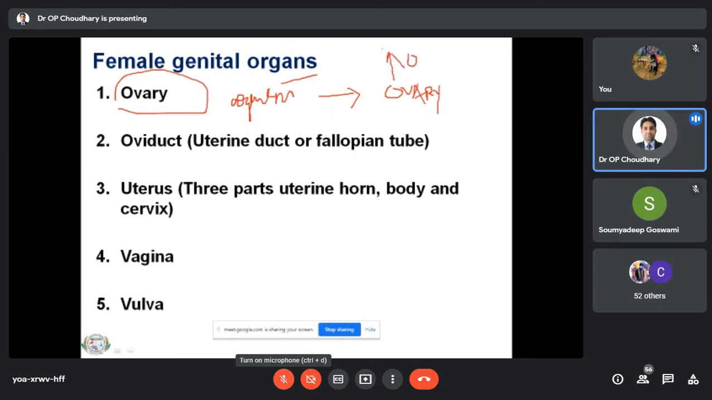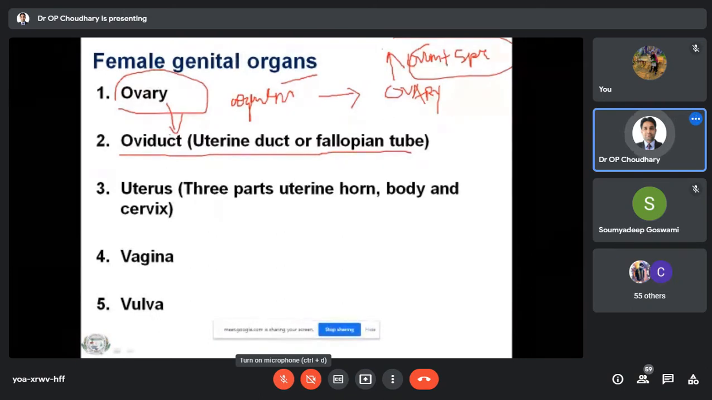Okay, and this ovum fuses with the sperm to form a zygote, that I will tell you later. So first organ is the ovary, then second is the oviduct. The produced ovum from the ovary is usually released into the oviduct, and this oviduct is also called uterine duct or fallopian tube. This is the site for fertilization. Fertilization is the fusion of the pronuclei of the male and female gametes, that is ovum and spermatozoa.